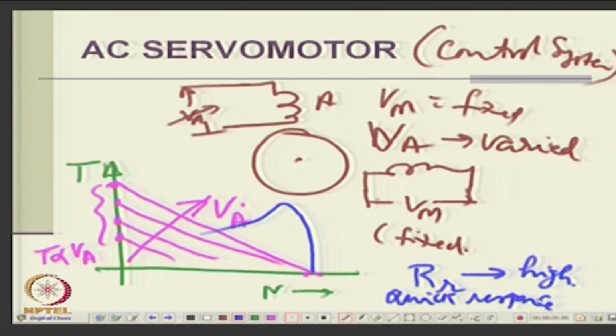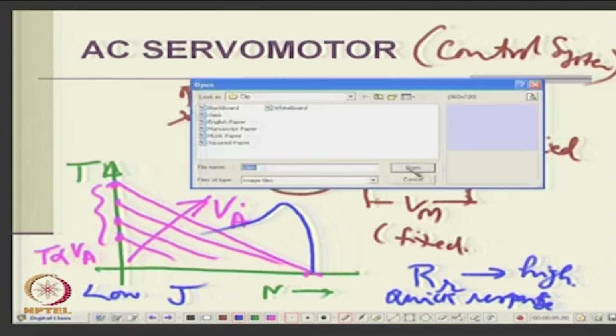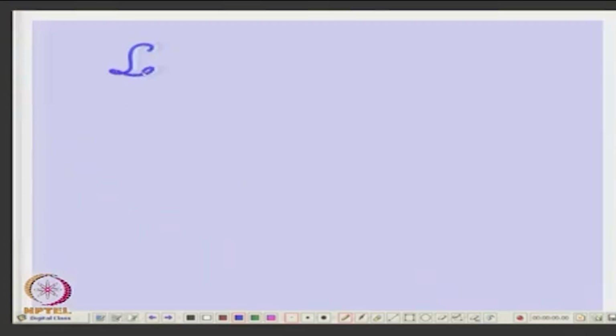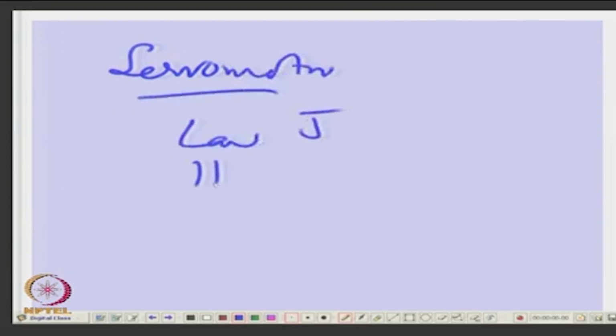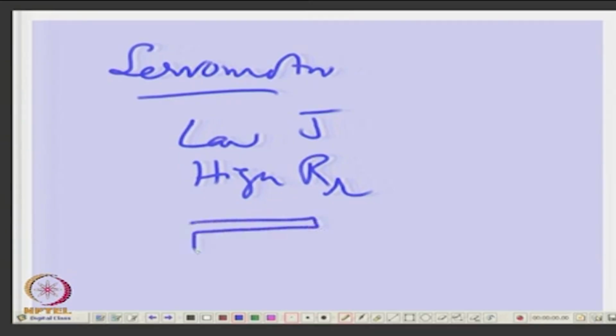Right. And it must have a quick response. Quick response means, how do you get quick response? Low inertia. The rotor is cylindrical, long and slender, long length and smaller diameter. So, this is one of the things, the servo motor characteristics are low J, high R, etcetera. Okay. And sometimes they do not have a squirrel cage, but they can even have a drag cup rotor.